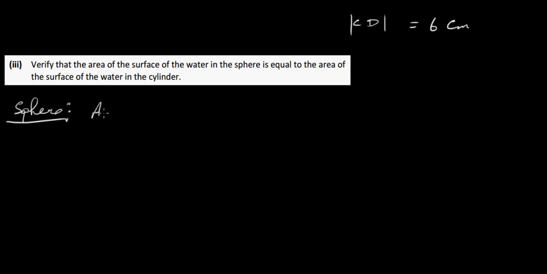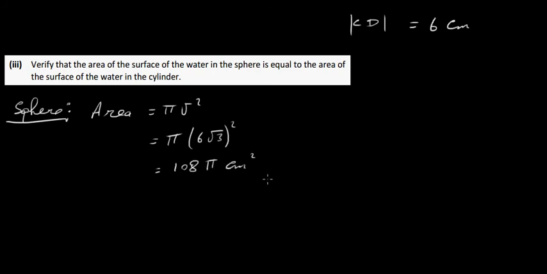So the area of a circle is just pi r squared. So in our case we leave pi as pi, and we found out that the radius, we worked that out as being 6 root 3. 6 root 3, so you've got to square that. So when you do that you get 108 pi centimeters squared, because we're talking about area. So let's look at the cylinder then.